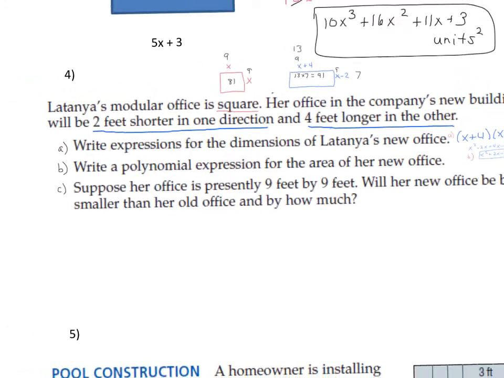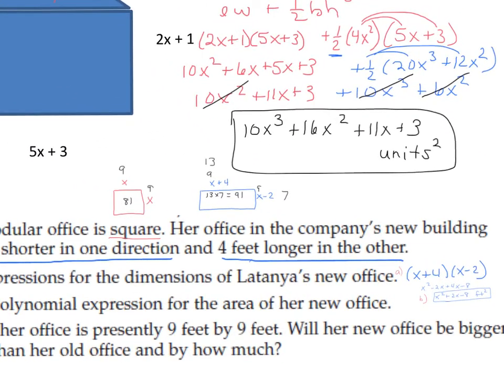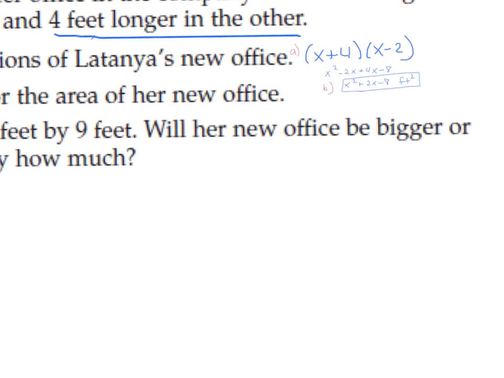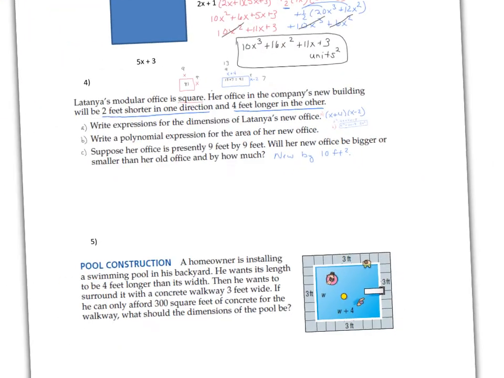All right. And it says, and by how much? We would end up with 81 and 91, or 10 units apart. So we're going to put her new office bigger by 10 feet squared, or square feet. Okay? All right, and our last one.